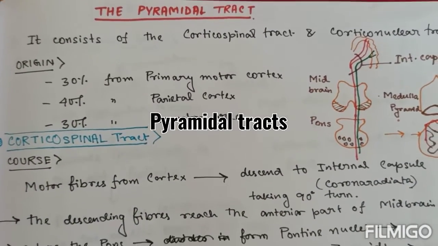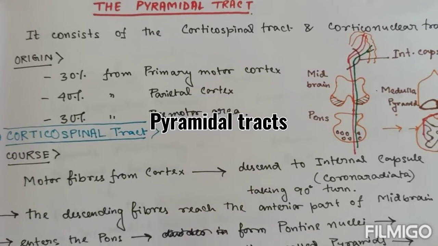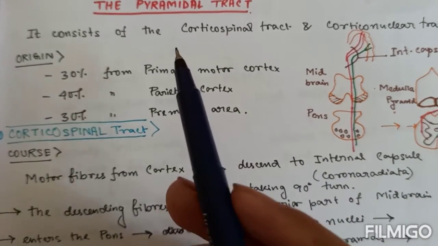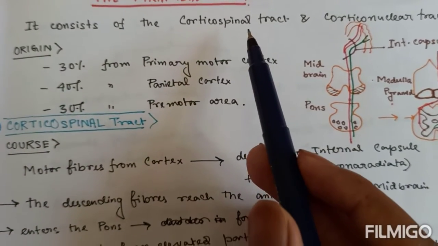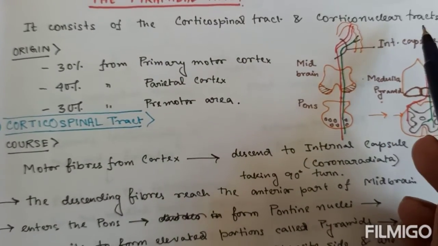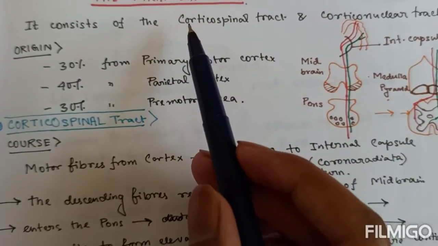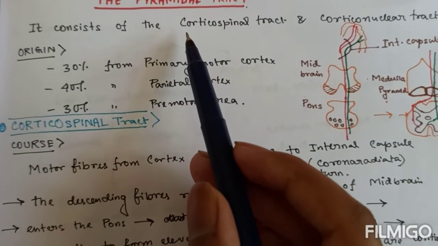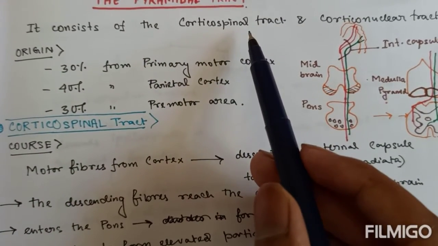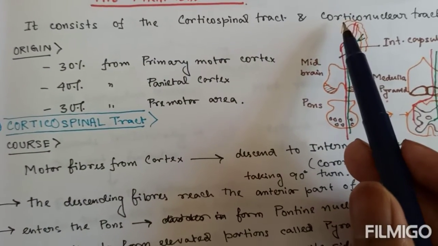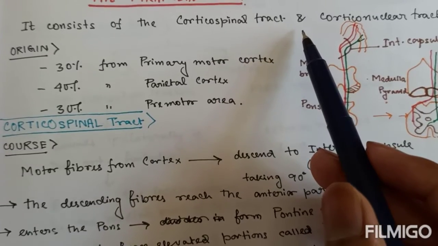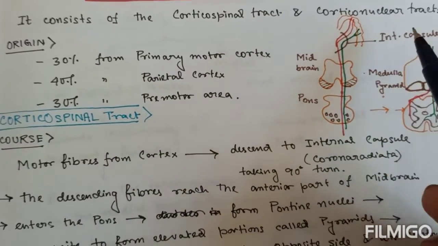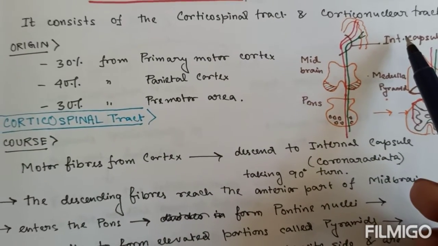In this video, we will talk about pyramidal tracts. Pyramidal tracts consist of the corticospinal tract and corticonuclear tract. As the name suggests, in the corticospinal tract, the motor fibers arising from the cerebral cortex end in the spinal cord, and corticonuclear fibers arising from the cerebral cortex end in the nuclei of the cranial nerves.